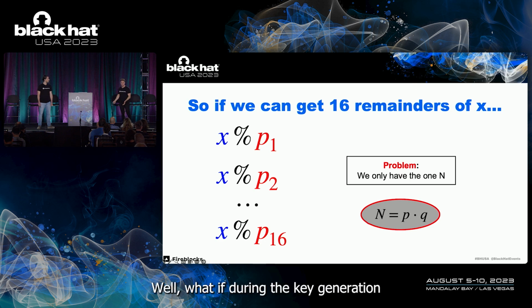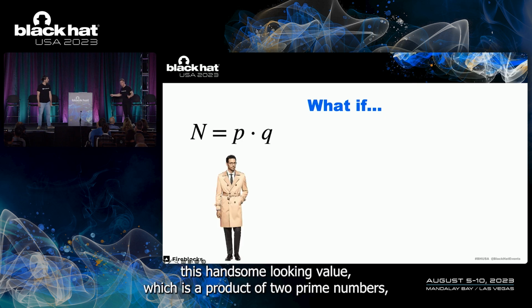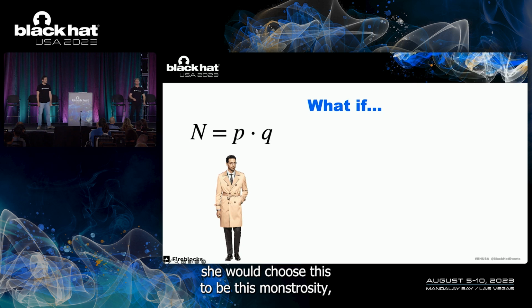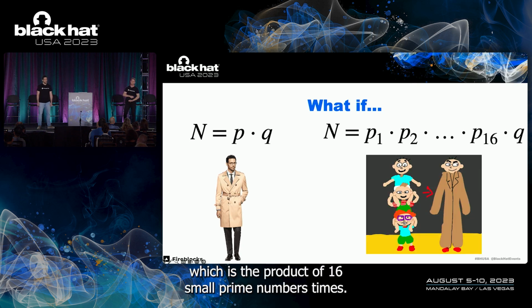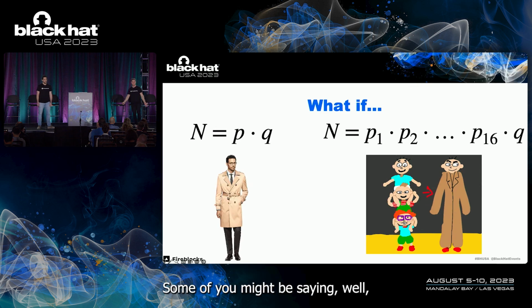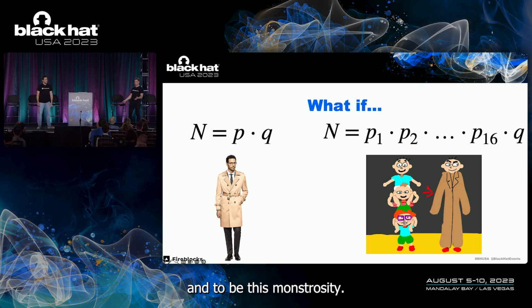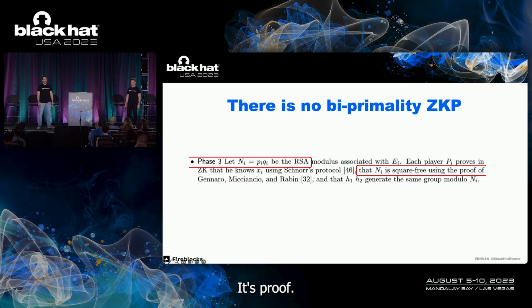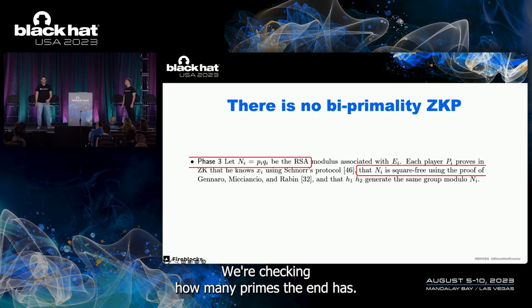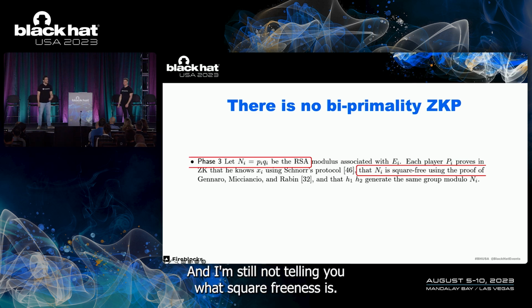Well, what if during the key generation, where Alice chooses n, instead of choosing it to be this handsome-looking value, which is a product of 2 prime numbers, she would choose it to be this monstrosity, which is the product of 16 small prime numbers, times q, which is a big prime number, to make for the desired size of n. Some of you might be saying, well, maybe there's some zero-knowledge proof in the protocol that says you can't choose n to be this monstrosity. It turns out that there is no zero-knowledge proof for checking how many primes the n has. The only thing the parties check is whether n is square-free. And I'm still not telling you what square-freeness is.